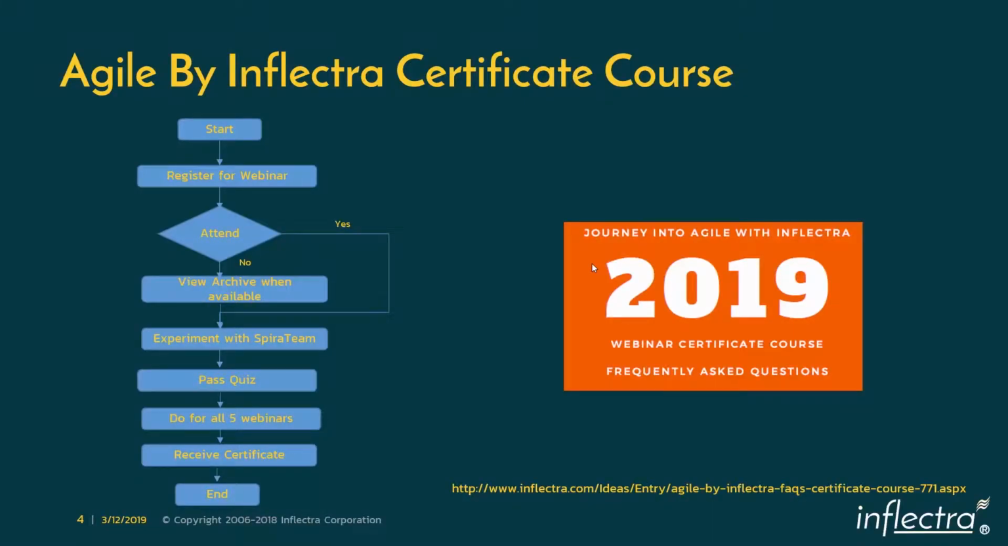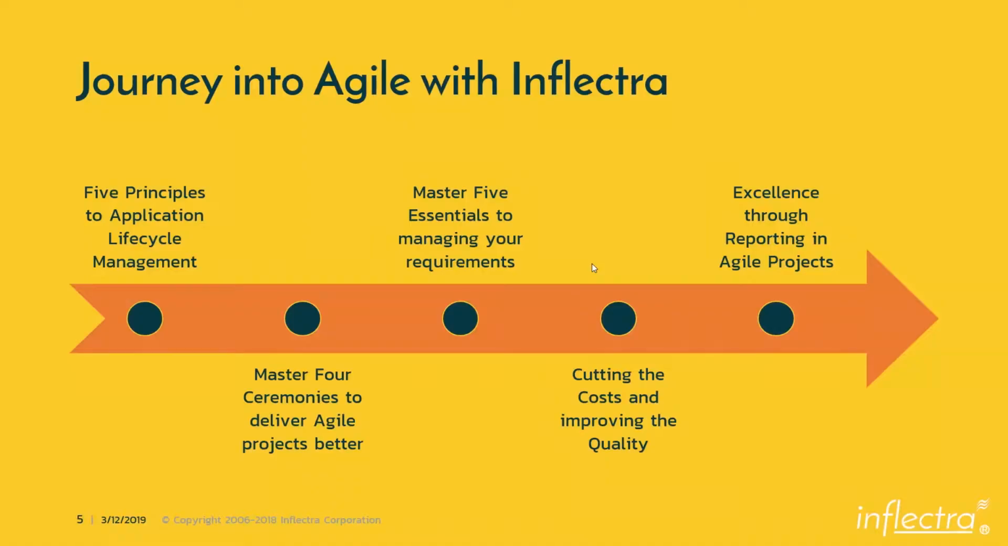The process for the Agile by Inflectra certificate course is as follows. You register for the webinar and attend it. If you can't attend it, view the archive when it becomes available. Experiment with SpiraTeam, take and pass the quiz. Do that for all the 5 webinars and you will be eligible to receive the certificate. There is a FAQ document we have prepared at this particular link shown, and you may want to look into that for additional questions. So today's focus is going to be cutting the cost and improving the quality.